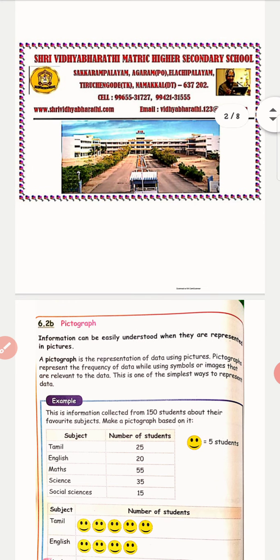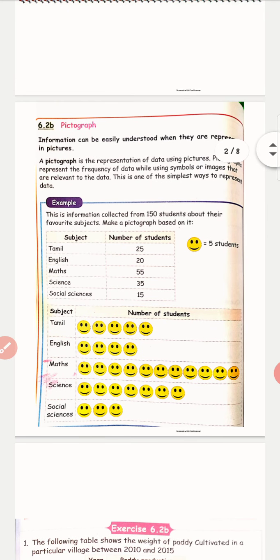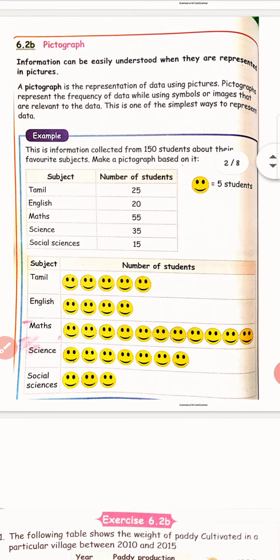So first one, pictograph. Pictograph means the given data we have to show using pictures, for example using symbols or images. With the given pictures we can easily understand. Okay, so we see the example. This is information collected from 150 students about their favorite subjects. Make a pictograph based on it.